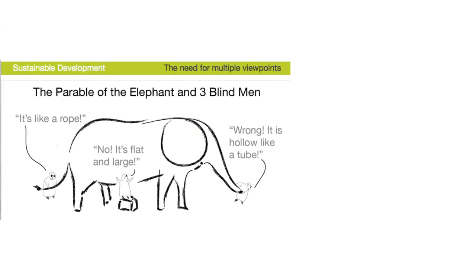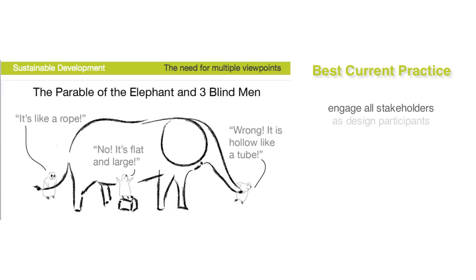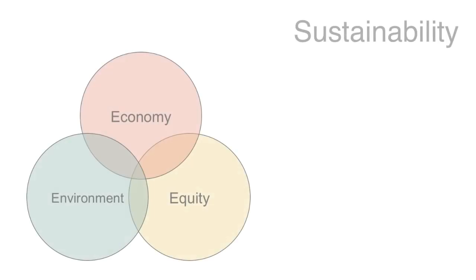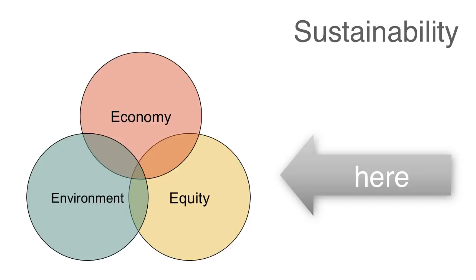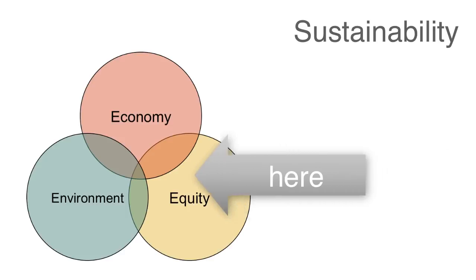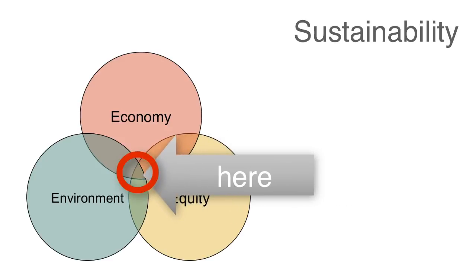At the time of this recording, sustainability science is an emergent field. Current best practices in sustainable development call for participatory designs, which engage all stakeholders in the process of design, giving equal voice to all. Oftentimes, sustainability is modeled as a balance between the competing goals of economic, environment, and equity. In this model, sustainability is viewed as the overlapped region where all goals are met.